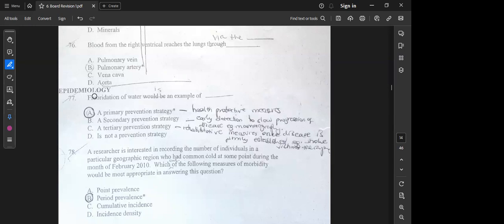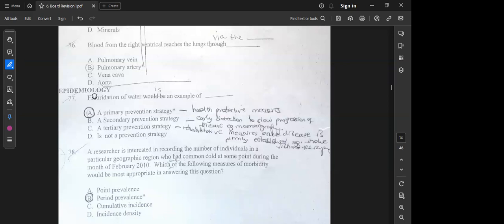So you have point prevalence. Point prevalence is a measure of the proportion of people in a population who have a disease or a condition at a particular time, such as a particular date. So people who have a disease at a particular time. Yeah, so it's just at a particular time. That's a point prevalence. Okay.